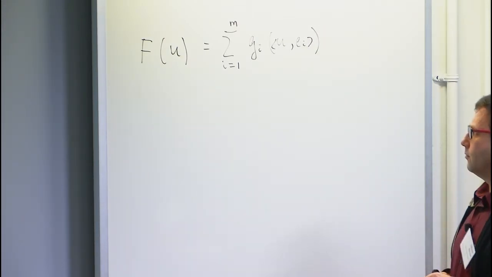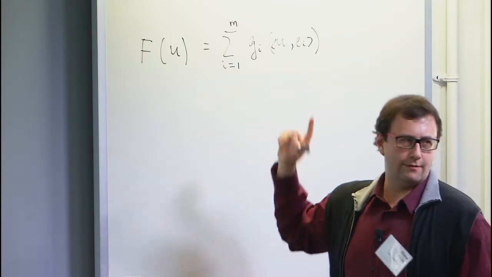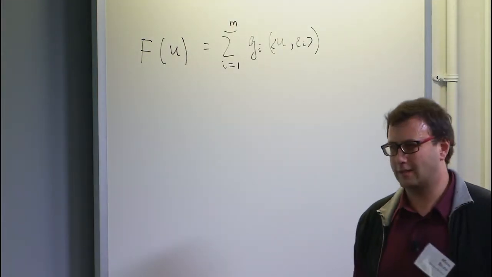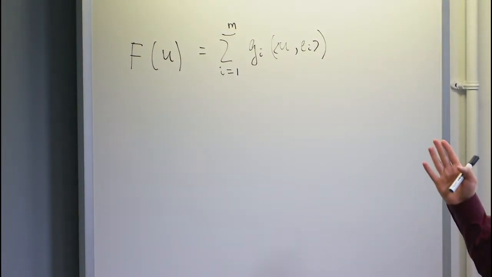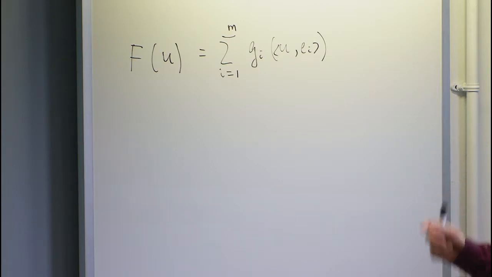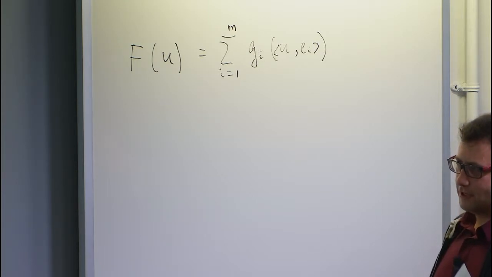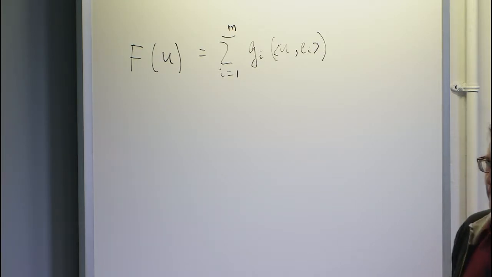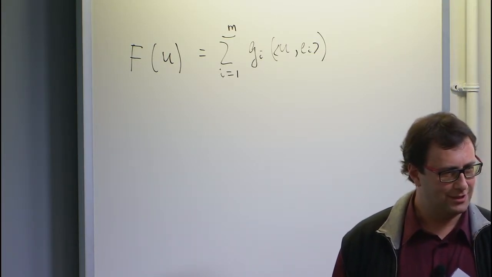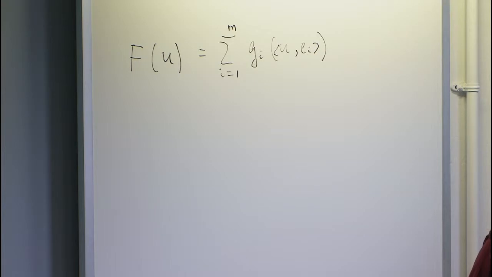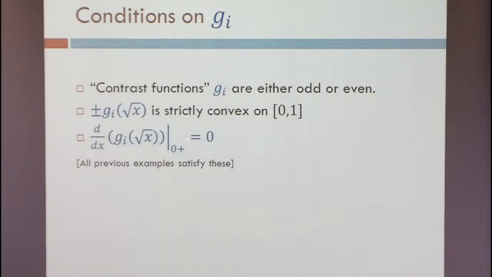In general, if you don't have any conditions on g, it's very hard to say anything specific about this because, well, it's not quite an arbitrary function, but it is certainly a rather large class of functions. So what we need is basically the following. We need that g_i of square root of x is strictly convex on 0 to 1. It's a strange condition, you may think. I'll explain a little bit where the square root of x is coming from. And then we need this as a technical condition. It's not so important. This is the crucial one. And you can see that all previous examples satisfy both of these.